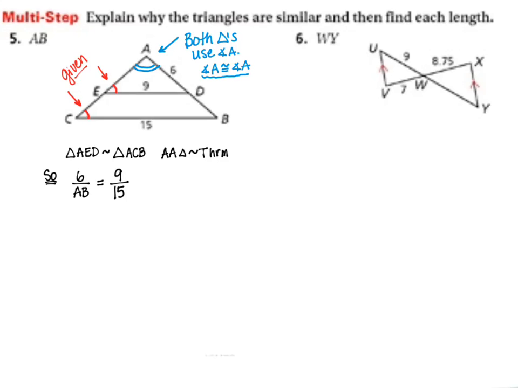Since the triangles are similar, I take the corresponding parts: 6 corresponds to AB, as ED, the 9, corresponds to CB, the 15. Then I'm going to solve it, and I can just cross multiply. You could simplify and do it that way, but I'll do it the way the textbook does, with cross multiplying and then dividing by 9. 9 cancels on the right-hand side. 3 goes into 6 2 times, and 3 goes into 9 3 times, and then I reduce it even more, and we get that the measure of AB is 10. So that was the answer.